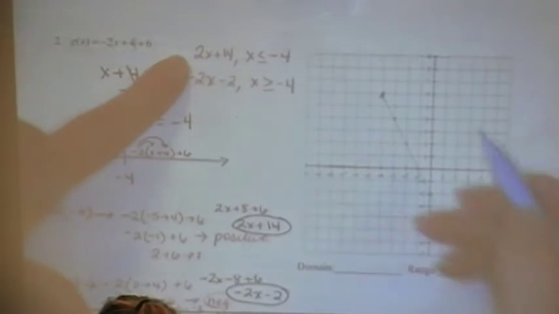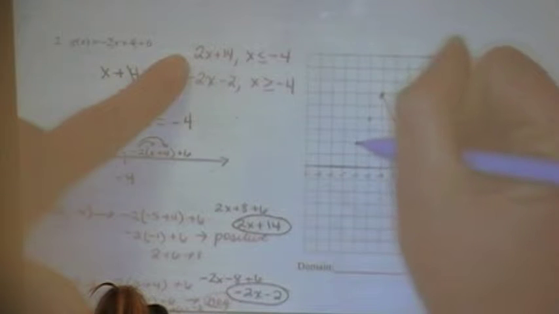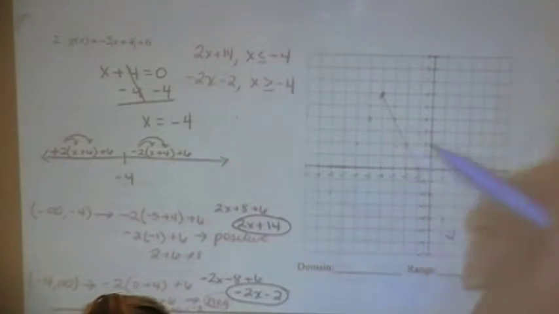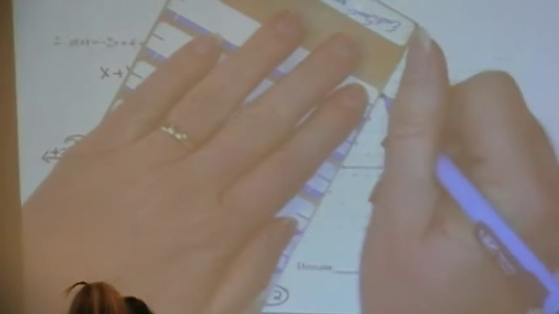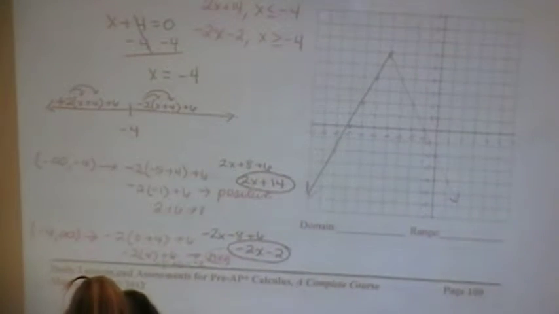And then I can graph the other side. It's got a positive slope of 2, so it's going to be going down 2 over 1, down 2, left 1, that would be positive. Domain is negative infinity to positive infinity. And your range is negative infinity to 6.